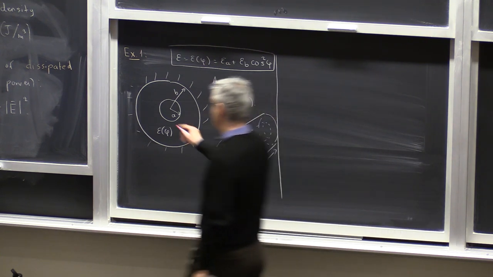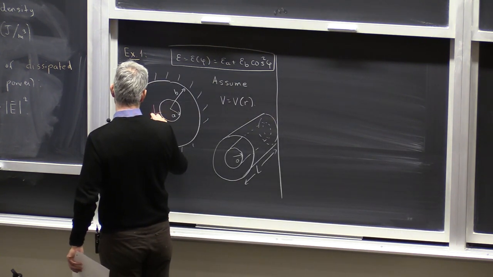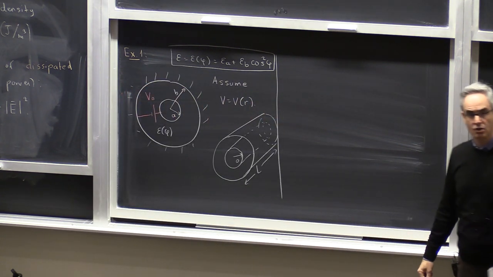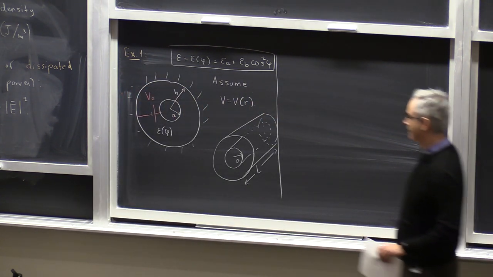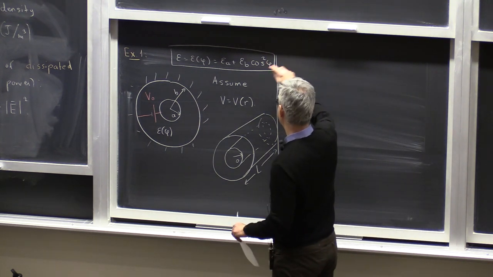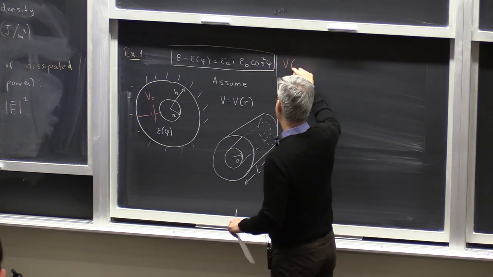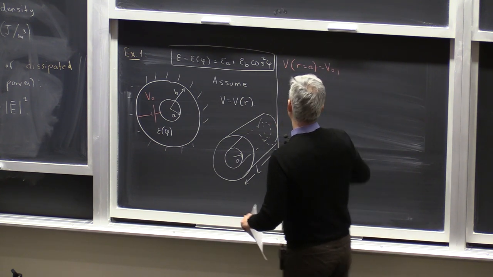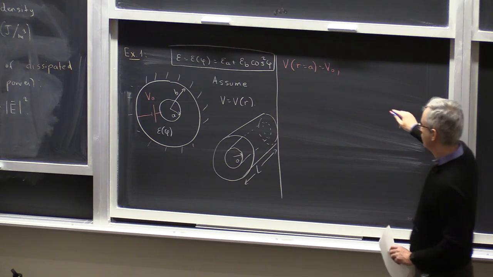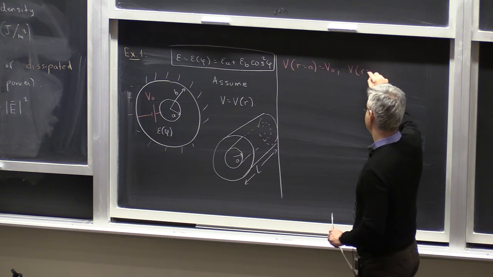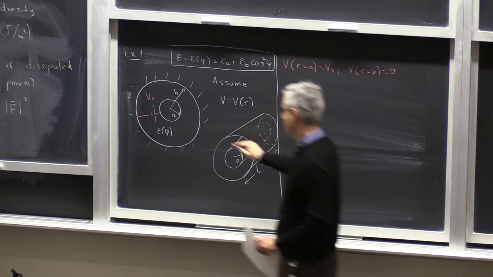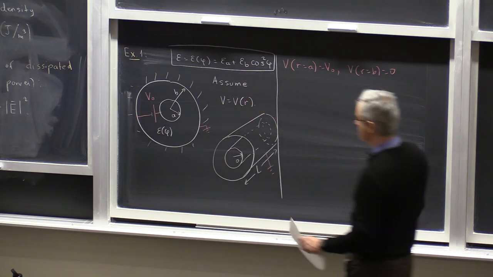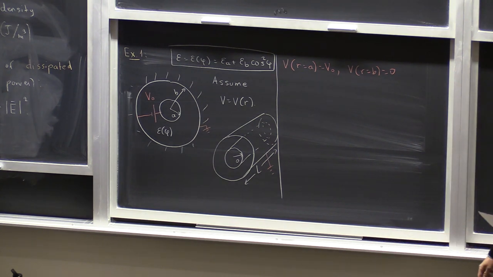I'm using a voltage source to charge the conductors, and that means that I'm setting the potential in the first conductor to V0 and the potential in the second conductor to zero. So imagine that the second conductor is just grounded, so I can set the potential there to zero.